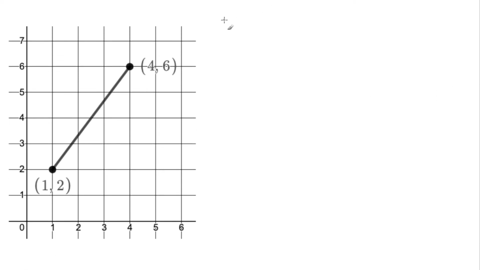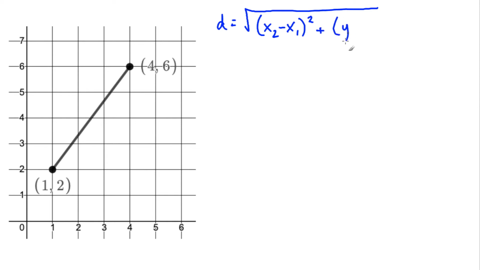So let's write the distance formula first. Our distance is the square root of x2 minus x1 squared plus y2 minus y1 squared. Remember, this is just a different look at the Pythagorean theorem, a squared plus b squared equals c squared.